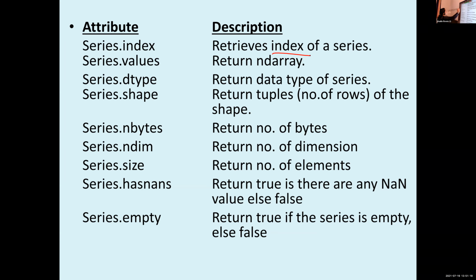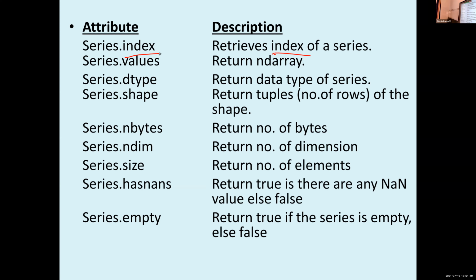So if you write print s1.index, it will return the index of a series. If the index is 0, 1, 2, 3, it will return 0, 1, 2, 3. Okay. So series.index, index is the first attribute used with series. The result displays the index of a series. Then the second one is values. What is values? Data values. Okay.